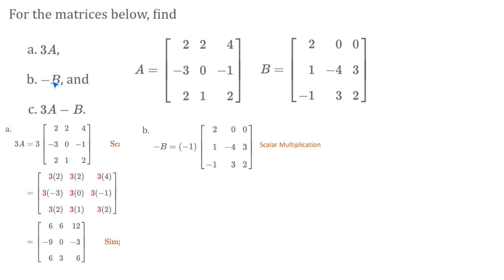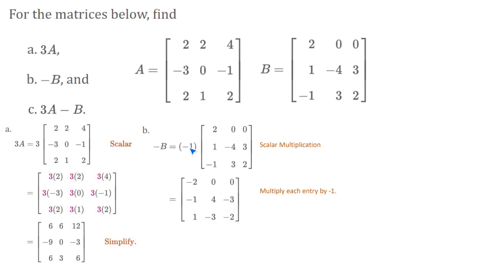And then we have -B. So -B is just the same as -1 times the matrix. So we're going to multiply -1 to everything inside of the matrix. So -1 times 2 is -2. -1 times 0 is 0. And then we have 0. -1 times 1 is -1. -1 times -4 is 4, and so on. So this is our answer.